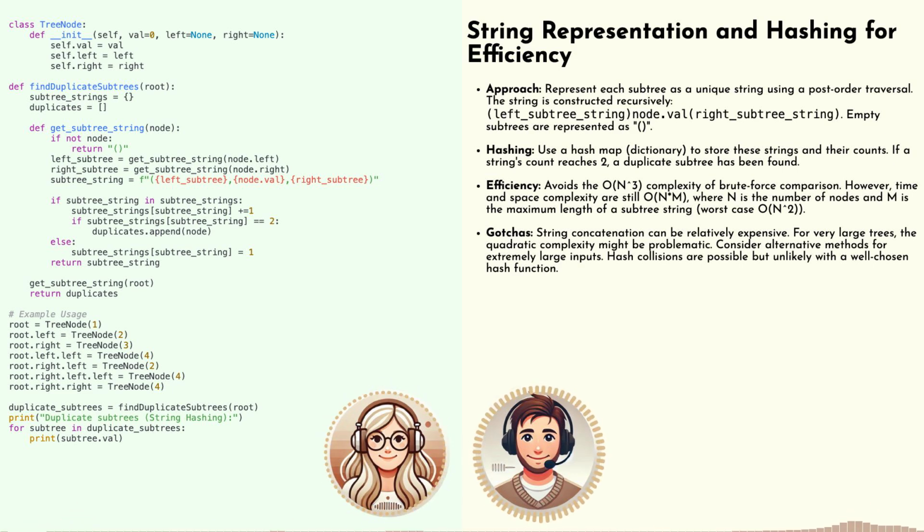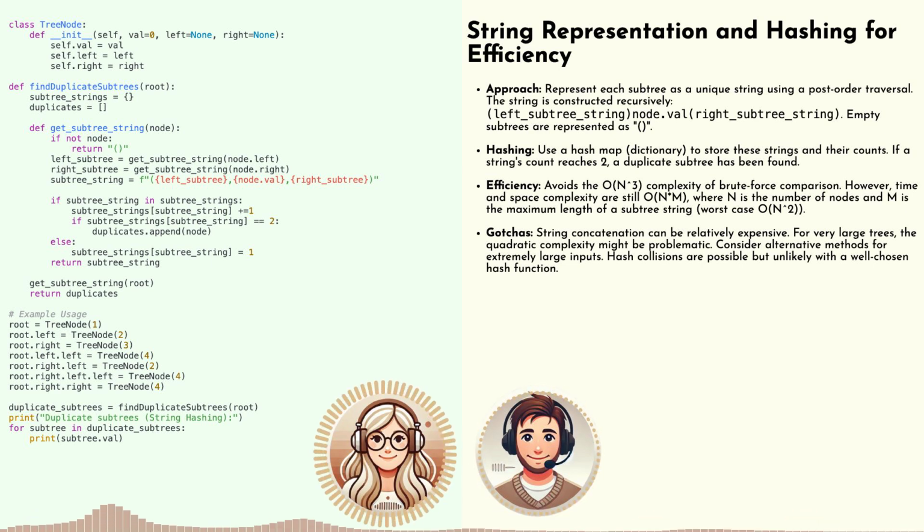Pre-order traversal, just for those who need a refresher, means you visit the root node first, then the left subtree, and finally the right subtree. Right. And to distinguish between empty subtrees and subtrees with a single node, we could use a special marker like a hashtag to represent a null node or an empty subtree. That's smart. So for example, if we had a subtree with a root node of 1, a left child of 2, and no right child, the string representation would be 1,2,#,#,#.